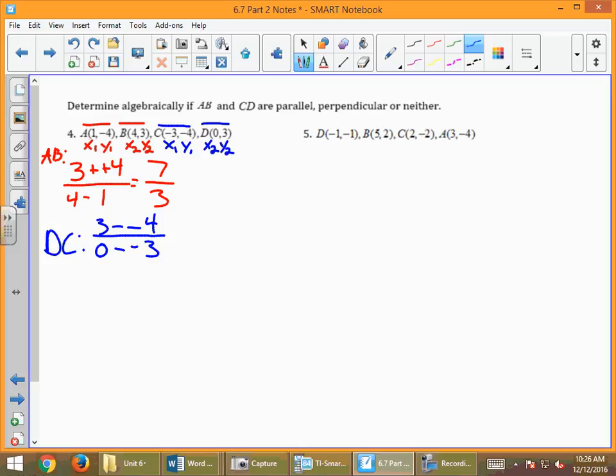Okay. Well, let's go ahead and reduce once again. Minus a negative, you know that turns positive. 3 plus 4 is 7. Again, make sure you have that minus in there. Minus a negative makes a positive, turns into a 3. What do you notice about their slopes? They're the same, which makes them parallel.